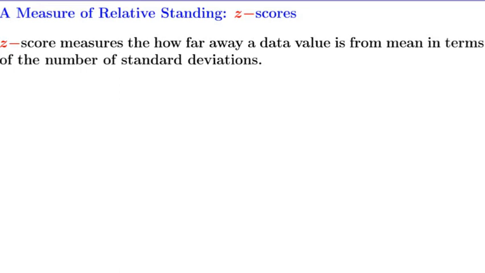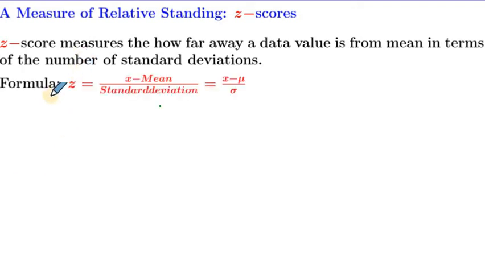Here I am going to talk about Z-scores. Z-score measures how far away a data value is from the mean in terms of the number of standard deviations. So the formula for Z-score is x minus mean over the standard deviation.